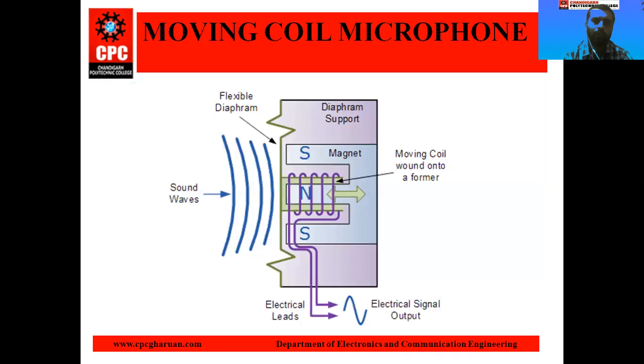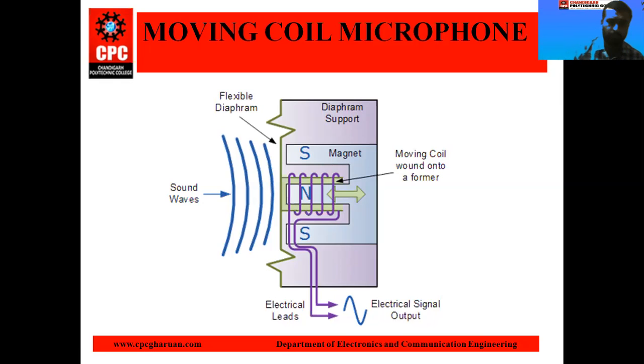Next is the moving coil microphone. The moving coil microphone works on the principle of electromagnetic induction. In electromagnetic induction, when a coil is in a magnetic field and starts moving, it generates electric current. Or we can say it follows the right hand rule or left hand rule.